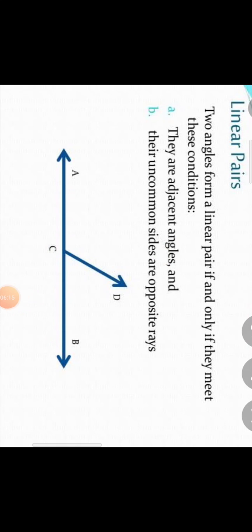Next is linear pair. Now two angles form a linear pair if and only if they meet these conditions. First, they are adjacent angles. Next, their uncommon sides are opposite rays. Uncommon sides mean AC and BC. AC and BC should be in opposite direction. Only then you can say they are a linear pair. And one more, if you add these two angles, the answer should be 180 degree. So these type of angles are called linear pair.